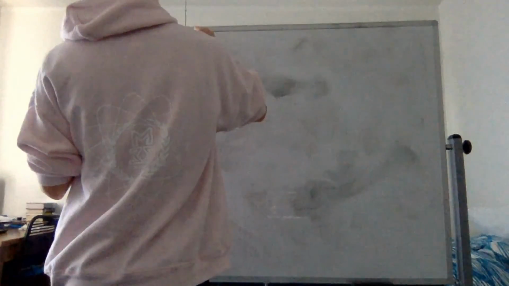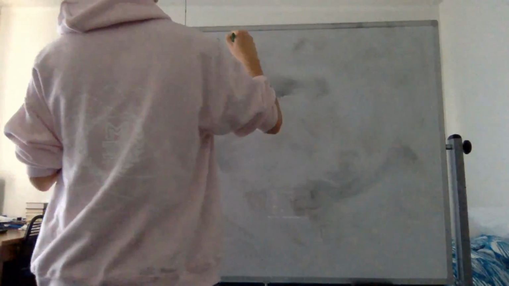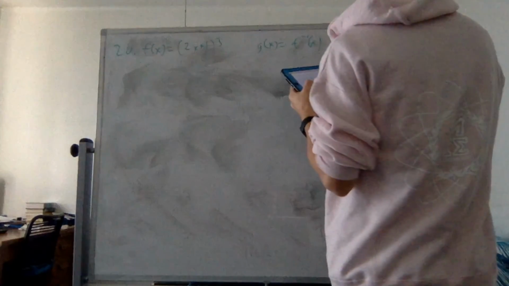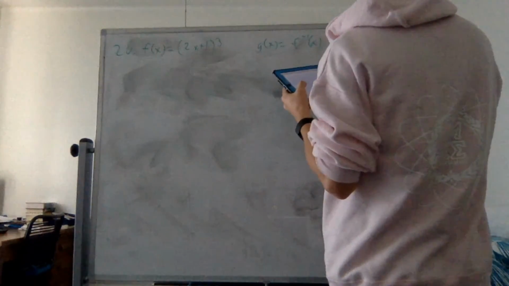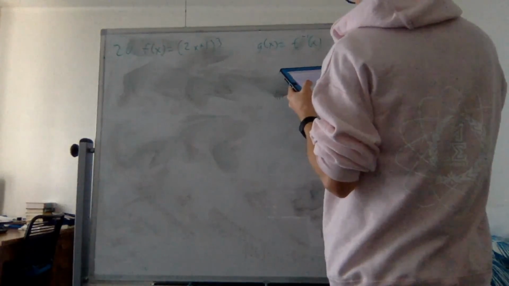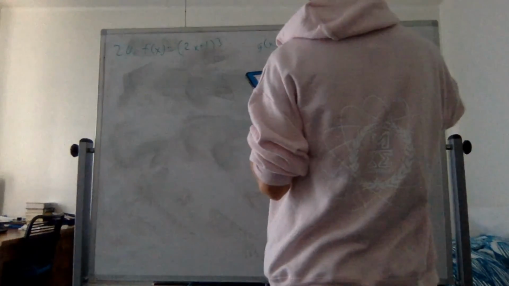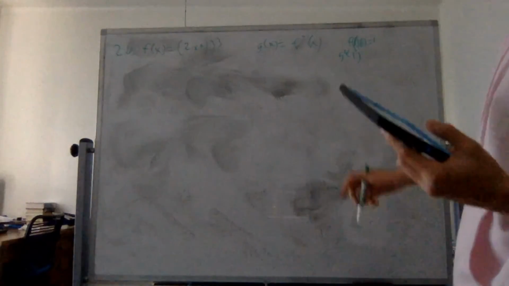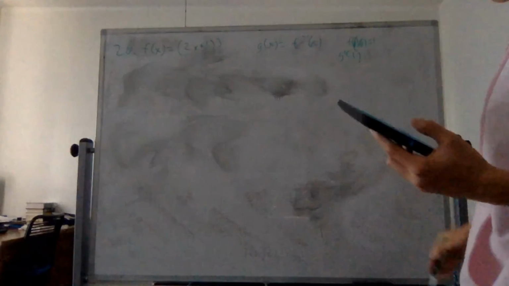Okay, then number 20, right? Let f of x equal the quantity 2x plus 1 cubed, and let g of x be the inverse function of f. Given that f of 0 equals 1, what is the value of g prime of 1? Okay, so for this one, we want to find g prime of 1, right?